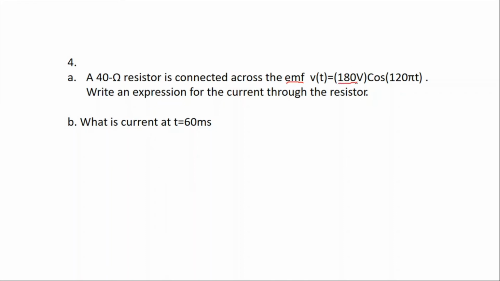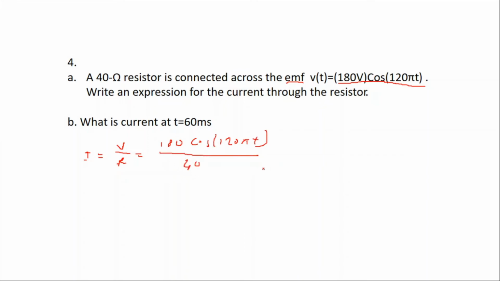The function is given like this. Write an expression for the current through the resistor, and then what is the current at t equal to 60 milliseconds? The current I will be equal to V over R, and the voltage is given as 180 times cosine 120 pi t, divided by the resistor, which is 40 ohms.